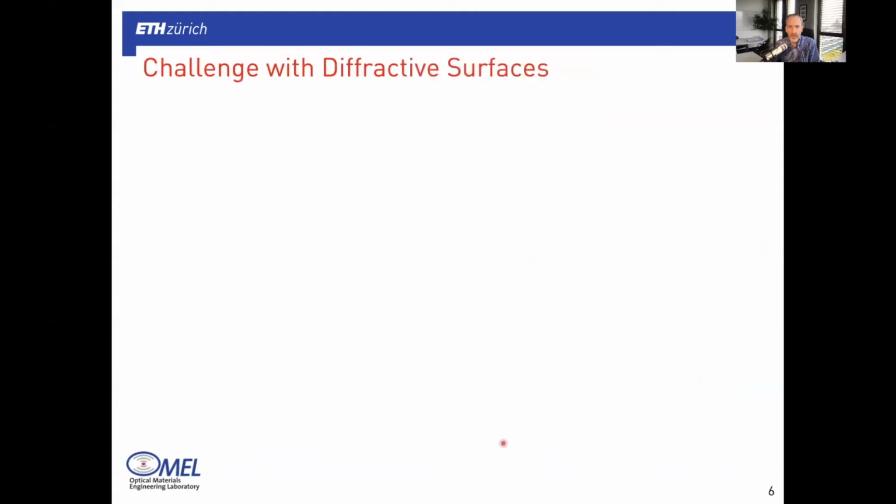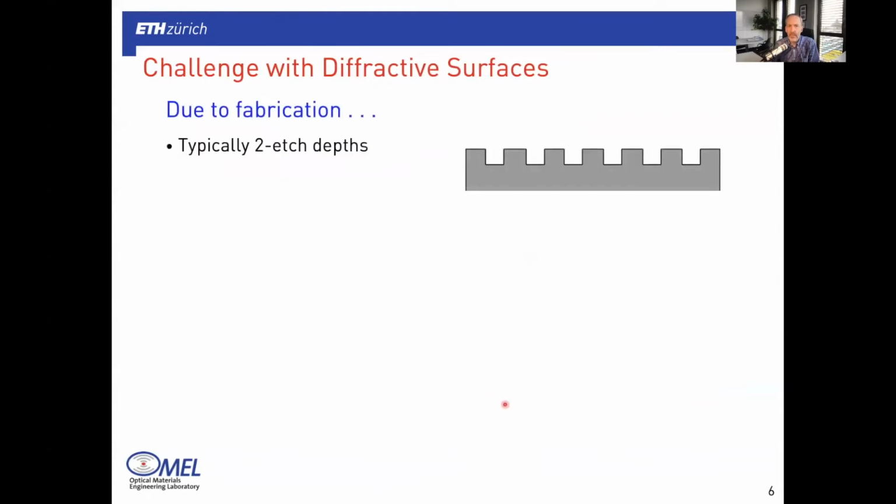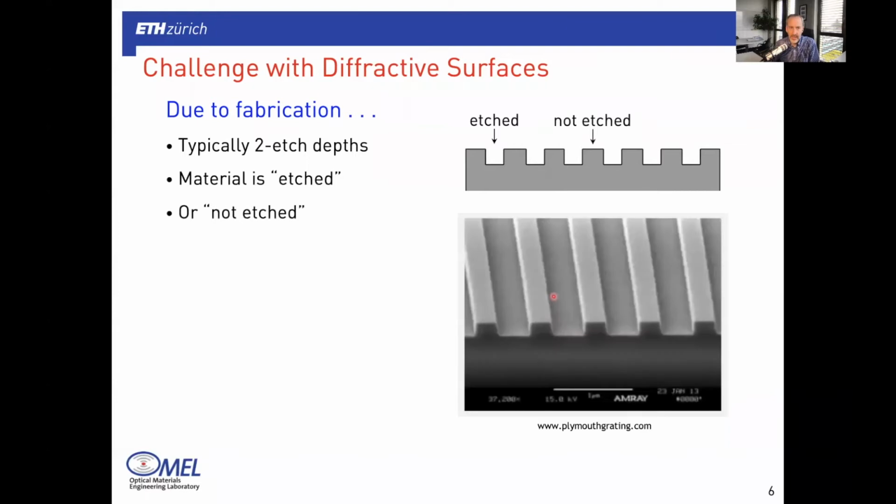So what's the problem? The problem is that due to fabrication, typically diffractive surfaces can only have 2 etch depths. So the film is either etched or it's not etched. And here's an example electron micrograph that I took from the internet demonstrating this.